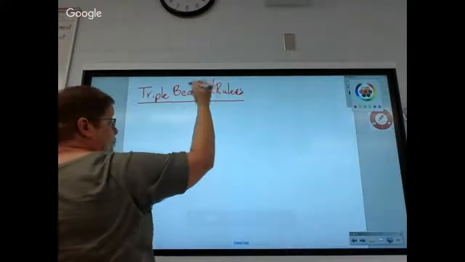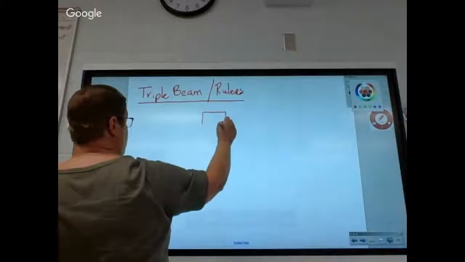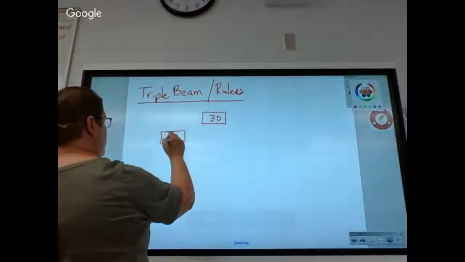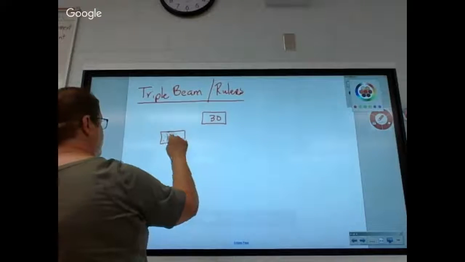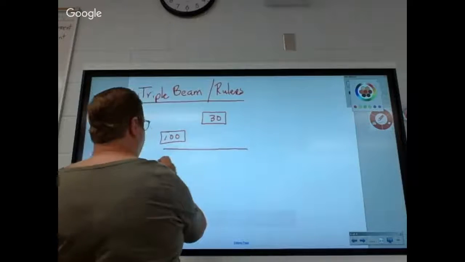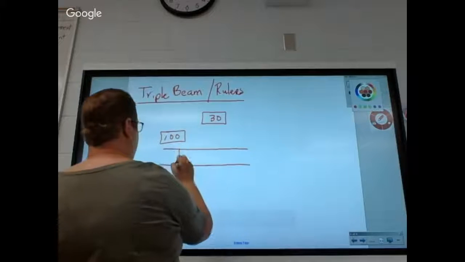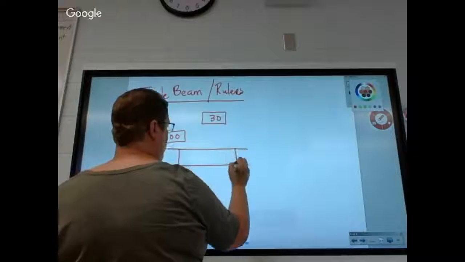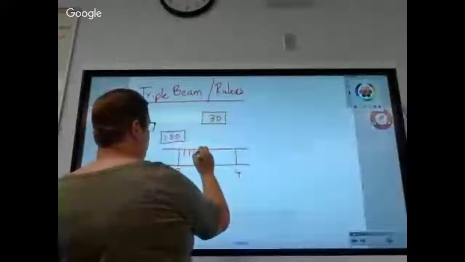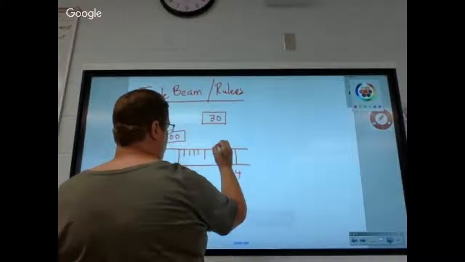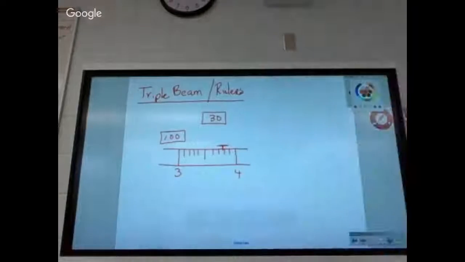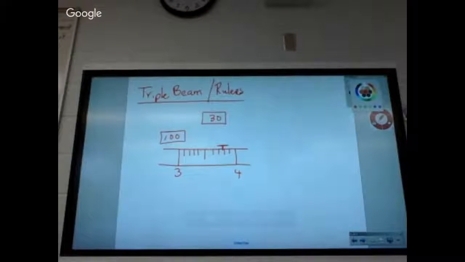Now, we're going to do the example with the triple beam. All right, so let's just say the top beam reads 30. Middle beam reads 100. That looks terrible. Let me fix that. And the sliding beam reads 3.4. The longer piece is always the 5. And there's the little arrow piece that points down on the slide.